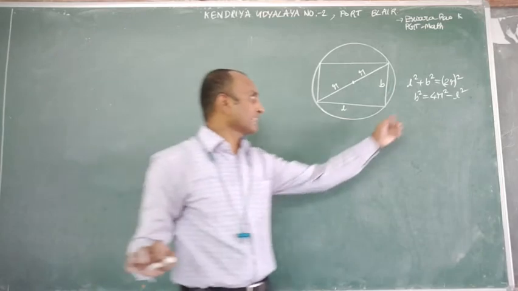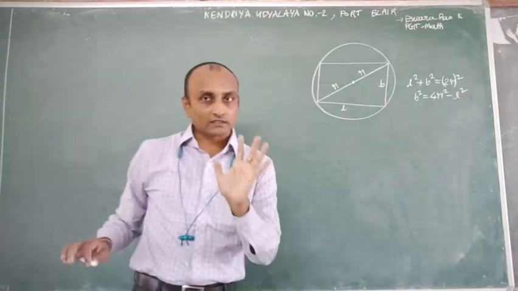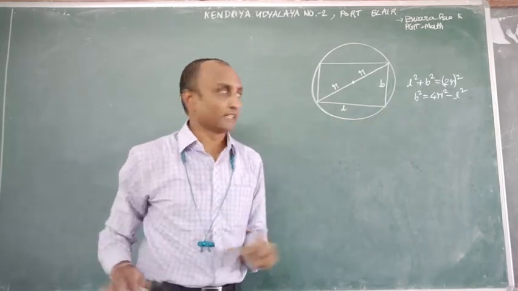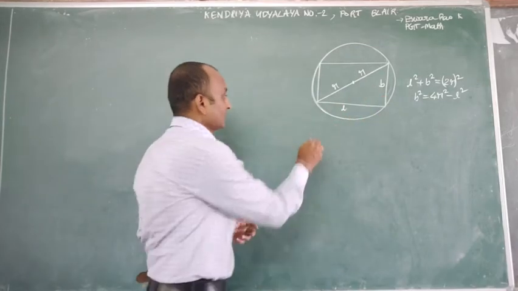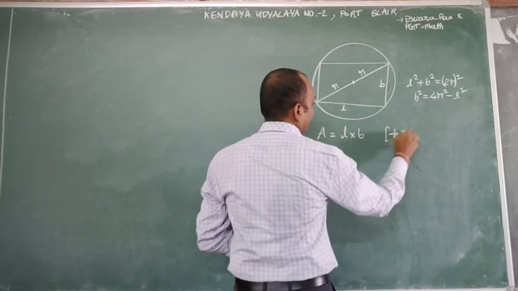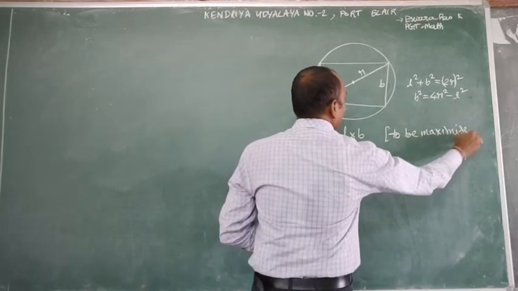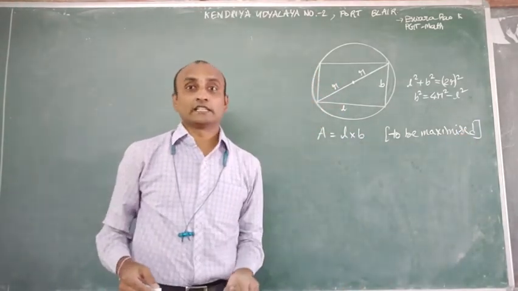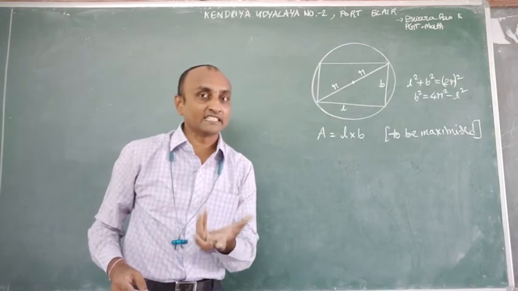Why did I explain like this? Because R is constant, L is variable. The quantity which is to be maximized should be expressed in one variable. But the area is L into B, and both are variables. So what is to be maximized? The area, L into B. Because the area is maximum, you should prove that it is a square. The rectangle's area is maximum when it is a square.